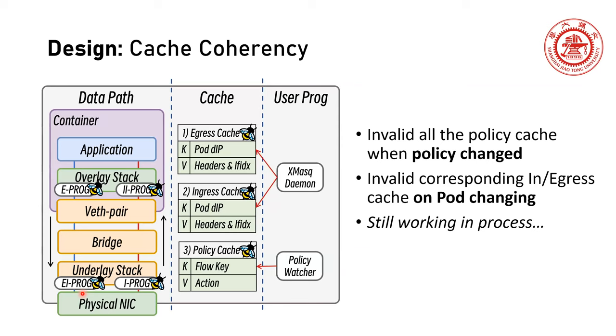Well, my point is most pod to pod communications in Kubernetes use a service name, right, or service IP. I know. Yes, the service to pod communication. Pod to service. Pod to service communication is currently not supported in XMask, and we may update our design. Yes, thank you.